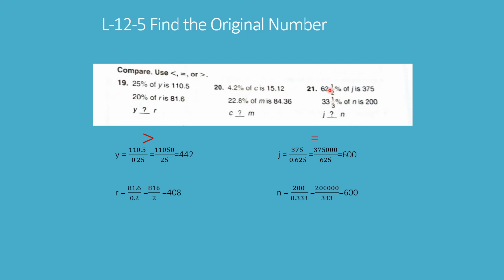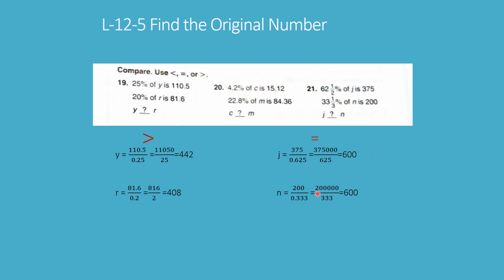And the question number 21, again you can check 62.5. What is the meaning of 62.5%? That means 62.5 over 100. Then convert into the decimal, just shift two decimal places: 0.625. Then again the numerator and denominator are multiplied by 1000, because how many digits are there after the decimal place? 3. That means both numerator and denominator are multiplied by 1000. Then the answer is 600.